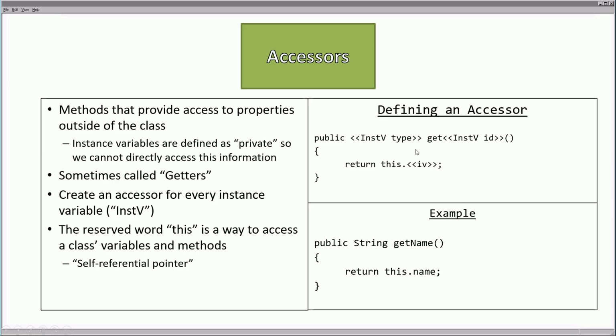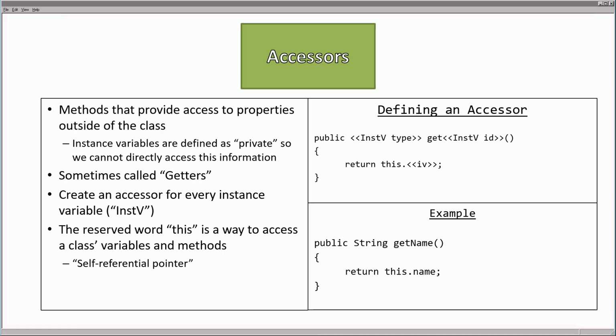The way that you would define an accessor is very formulaic. You would start out with public, and whatever the instance variable type is, that's the return type. Then you use the word get, and then the instance variable's identifier, and then you return this dot, that instance variable. Once again, the reserved word this is a way that we can gain access to the class's variables and methods, and it is the self-referential pointer. It's just good programming practice to use this.